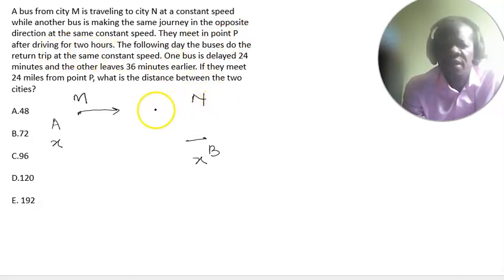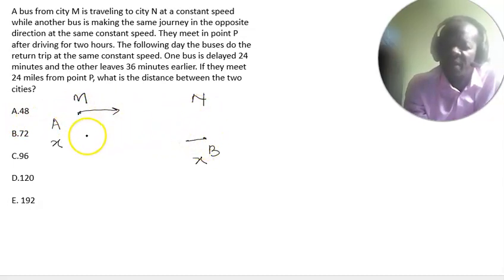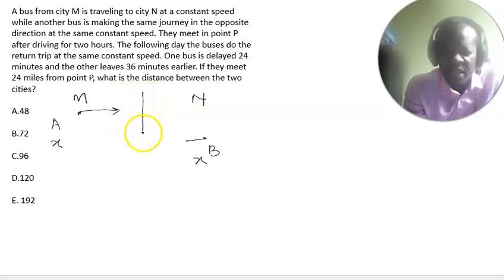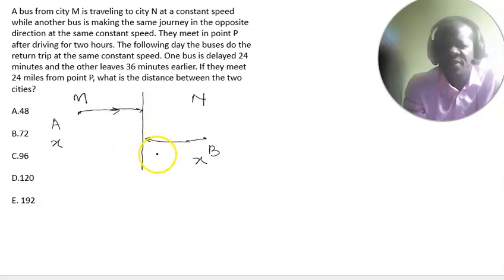Now, if M and N are two cities, you have one bus traveling from M to N, you have another bus traveling from N to M. Now, these two buses are traveling at the same constant speed. So, if they will meet at a point, it will be at the midpoint between M and N. And the reason is because the two buses are traveling at the same speed.